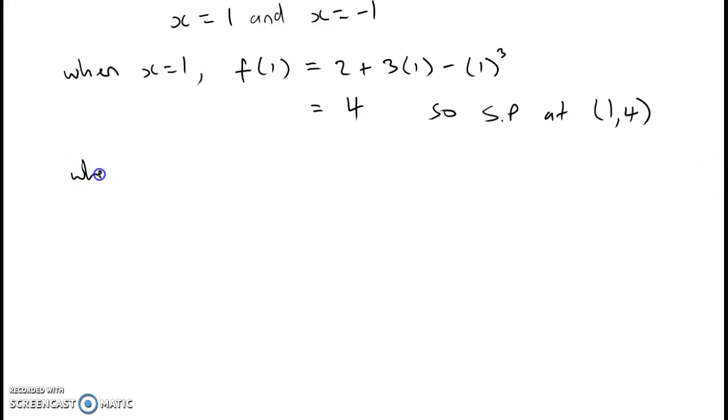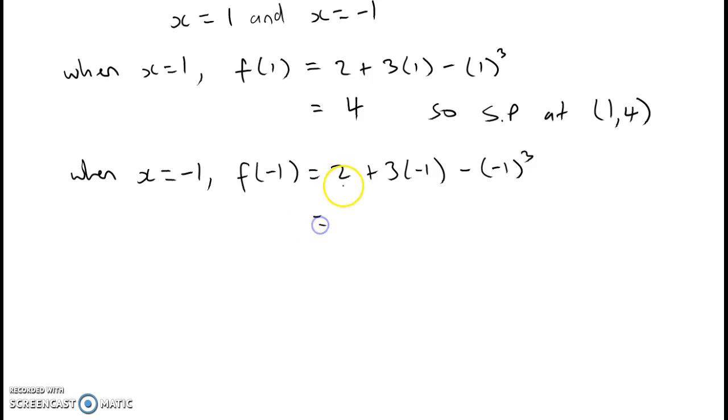And then when x equals minus 1, we have f of minus 1 equal to 2 plus 3 times minus 1 minus minus 1 cubed. If we solve that, we'll get 2 minus 3 plus 1, which will give us 0. So stationary point at the point minus 1, 0. So we've got 2 stationary points.